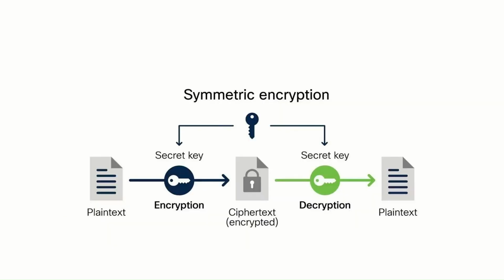and here you can see the symmetric key. We have the plain text, and with the help of the secret key, we are encrypting that plain text into the cipher text, or you can say encrypted text. And then with the same symmetric key, we are decrypting the message and getting back the plain text. So you can see that in the symmetric key, we have the same secret for encryption as well as decryption.